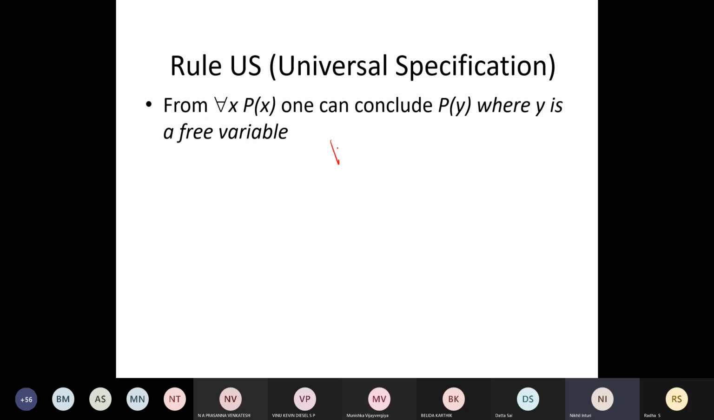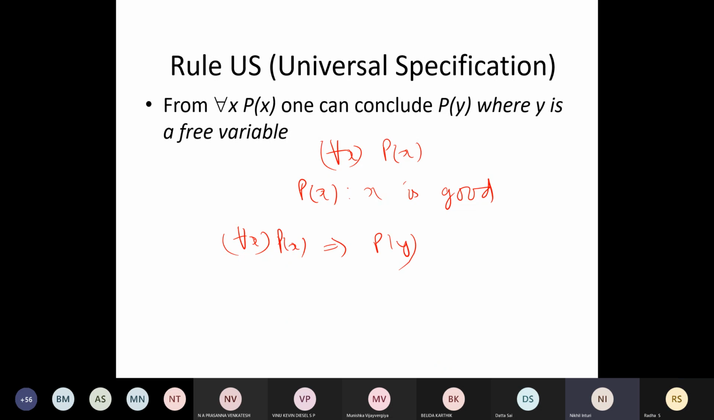What I'm saying is, see, for all X, P of X. So what is for all X, P of X? Suppose I say P of X denotes X is good. What do you mean by for all X, P of X? Everybody in the domain, whatever domain we say, is good, correct? Everybody is good, correct or not? So for all X, P of X, from this, can I conclude P of Y is true, where Y is a person coming from this domain?